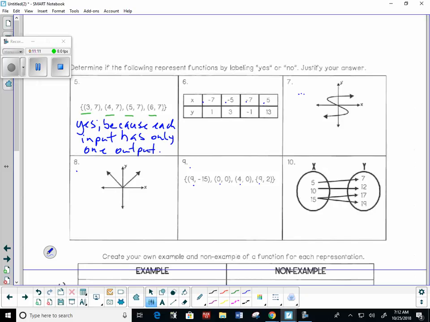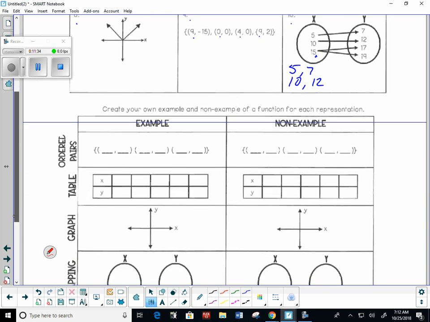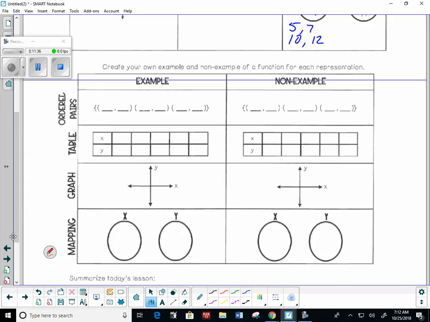When you get down here, be careful. Make sure that you're writing each ordered pair. Okay, on number 10, 5 and its coordinates 7, 10 and its corresponding y value of 12. Okay, so 15. So be careful when you see this. This is kind of a red flag, okay? And then you've got non-examples. We may hold these non-examples till an entrance ticket in the morning.